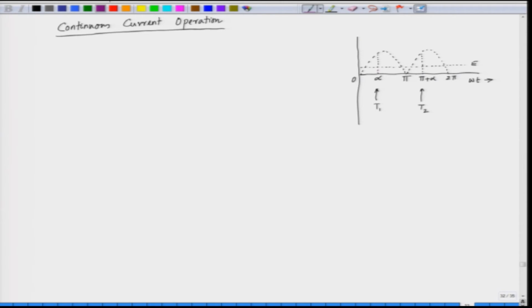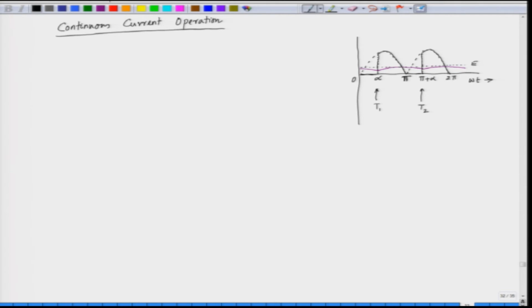The current waveform is continuous. It means the current starts from some value here and then goes like this. So, this is the nature of current; current never goes down to 0 here. So, what about the voltage waveform? When we trigger at an angle alpha, the voltage waveform becomes the input voltage. From pi to pi plus alpha we have the freewheeling interval. Then the next SCR is triggered and the voltage waveform is of this sort.